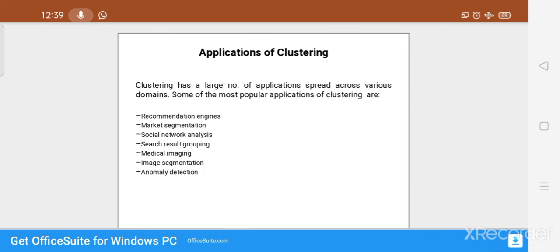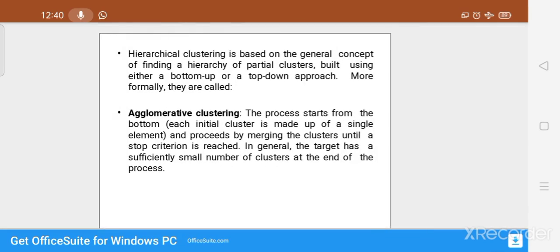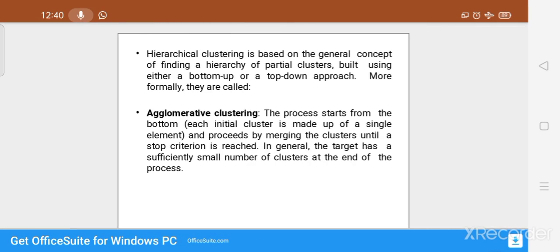Next we will see the applications of clustering. So there are various applications of clustering across domains. The most popular applications of clustering are recommendation engines, market segmentation, social network analysis, search result grouping, medical imaging, image segmentation, and anomaly detection. So these are the common applications of clustering. So next is the algorithmic clustering. So this we will see in the next lecture.